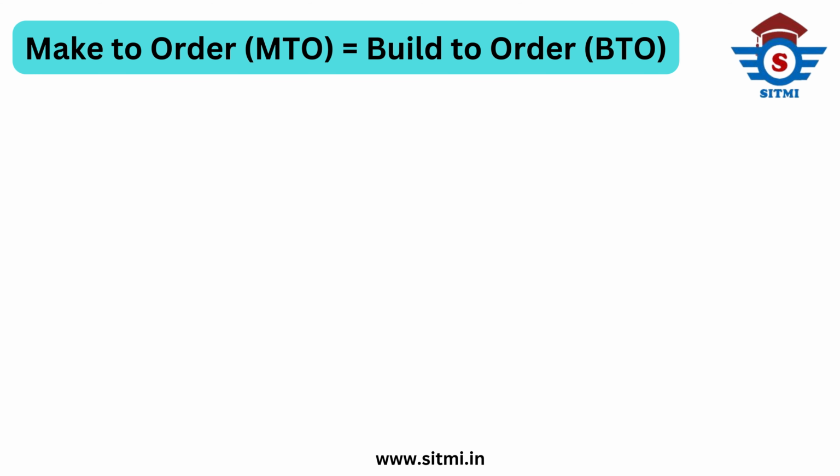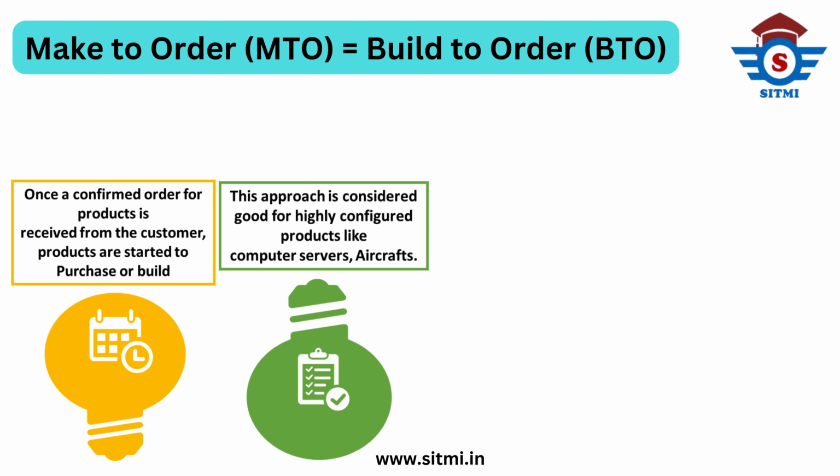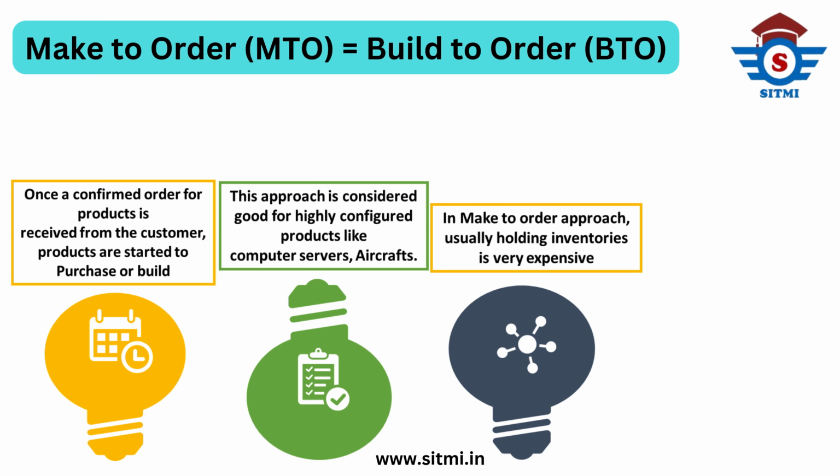Make to order is also referred to as build to order. MTO is a production approach where, once a confirmed customer order for a particular product is received, only then are raw materials purchased and finished goods built. This approach is considered good for highly configured products like computer servers or aircraft. In make to order approach, usually holding inventories is very expensive. That means raw material buying, manufacturing and assembly start only after a committed order is received from the customer.